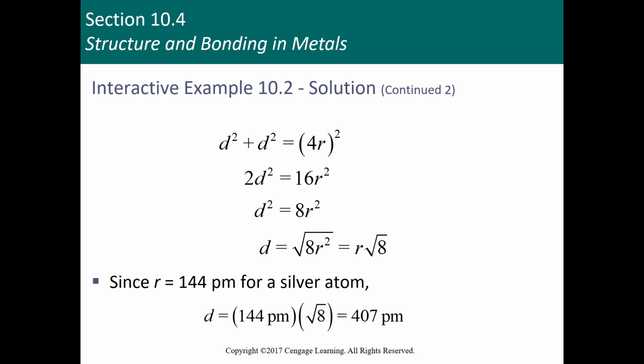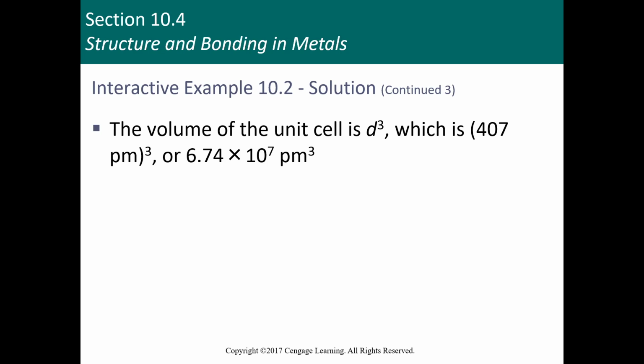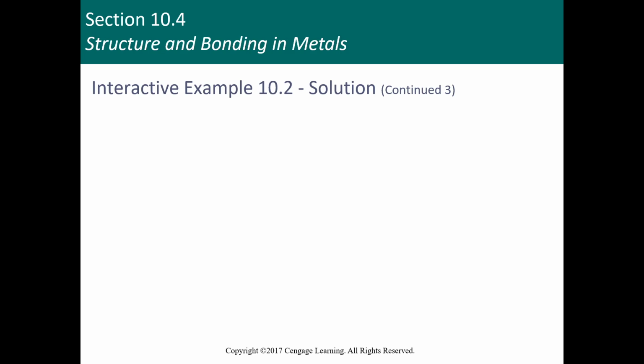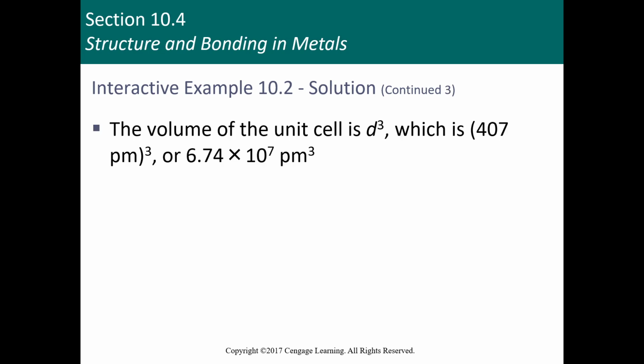So 144 picometers times the square root of 8. And that will give us 407 picometers for that diagonal. All right. So now we have the unit volume of our cell. I'm sorry, this is not the diagonal, the distance, the one side of these cube. And cubes have the same distance on every side, so 407 is the distance on each side.